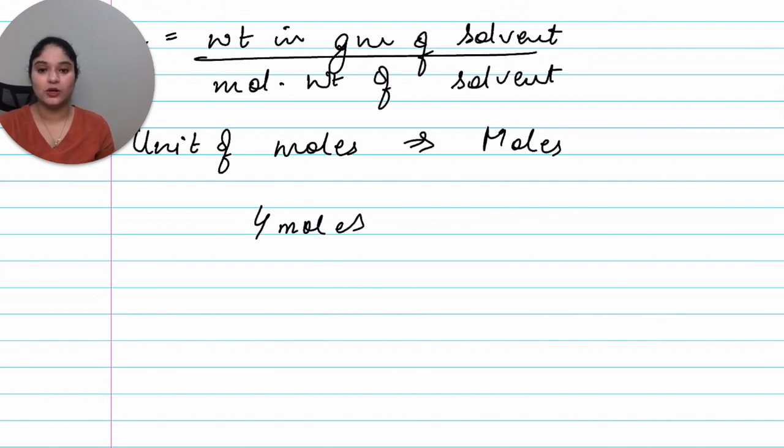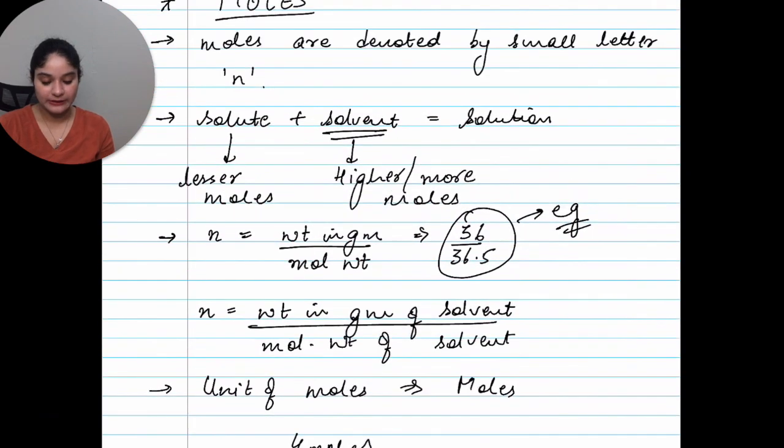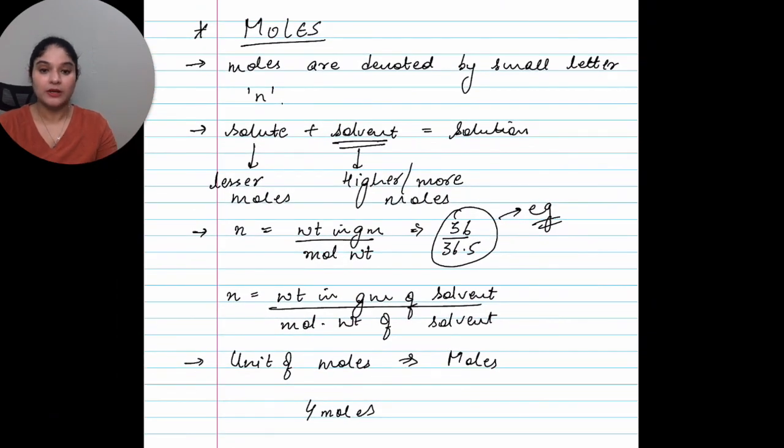So this is about moles. Let's take a quick recap. Moles are denoted by a small letter n. You have to remember the denotation, students. A lot of denotations are very close to each other. That means small n, capital N, small m, capital M. So please be sure of what you're using. When we talk about moles, moles are denoted by a small letter n.